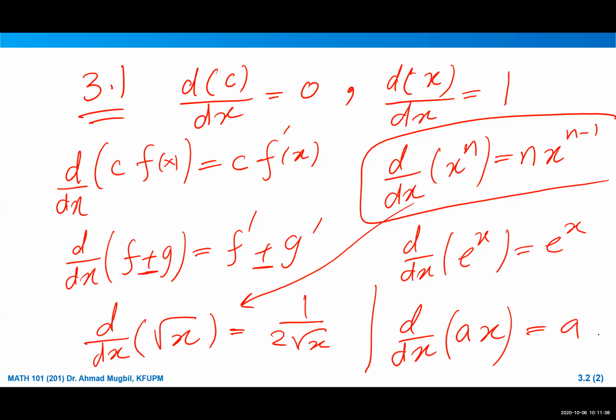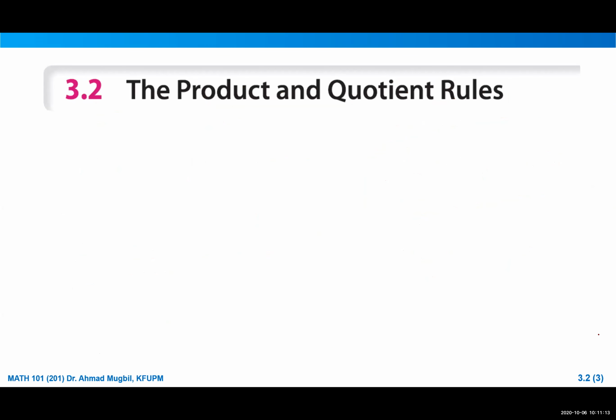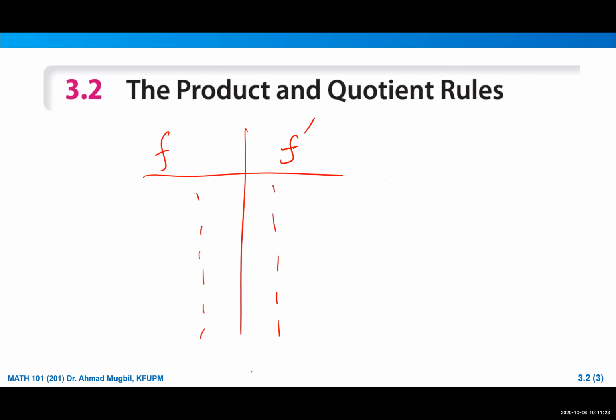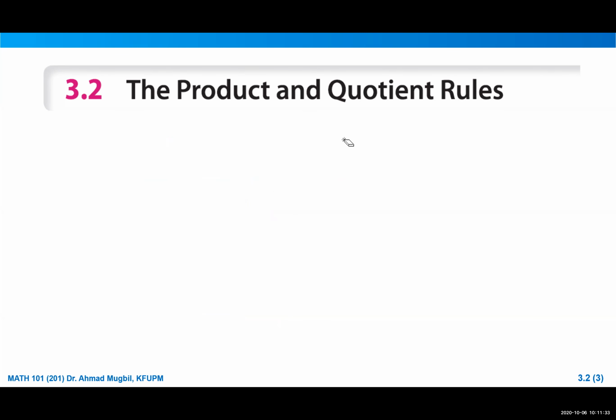So what I advise you to do, ya shabab, is to have your own table. So what is your own table? You should have a table like this. Here, write the function, let's say f, and here write f prime. And start updating your table every day. Every day you learn new derivatives, add them to that table, and of course this will help you to find the derivatives in a quick and correct way.